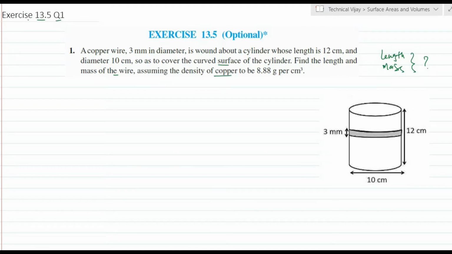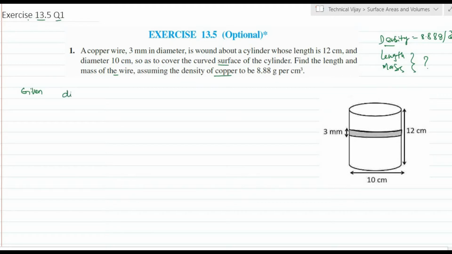Assuming the density of the copper is, that is the density he has given, equal to 8.88 grams per cubic centimeter. So here we will calculate this one afterwards. First, this 3 mm copper wire has been wound on the curved surface of this cylinder. So what we have to calculate first is the length of the wire. For calculating that, for one round how much length of wire is required, and how many rounds are to be wound on this curved surface of the cylinder.